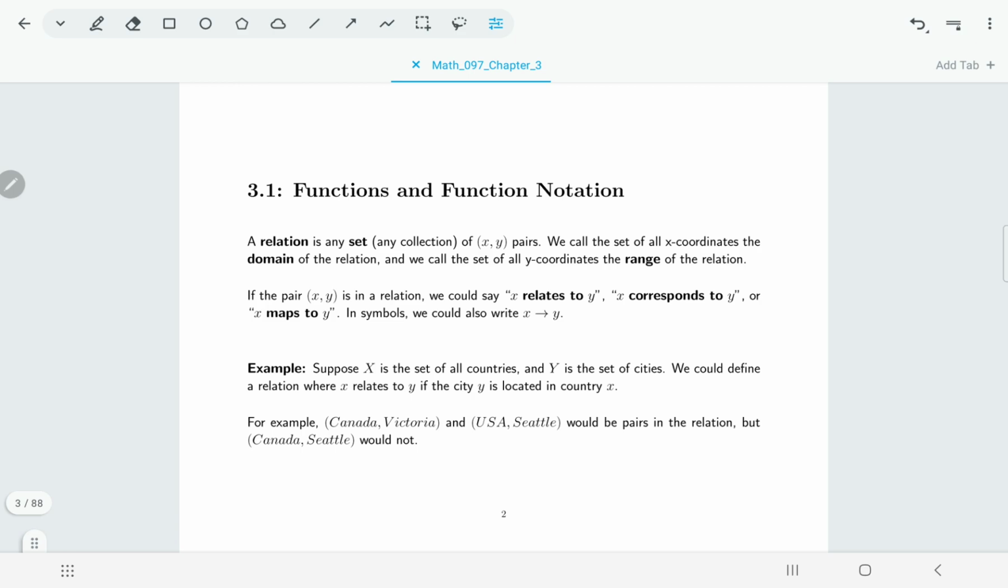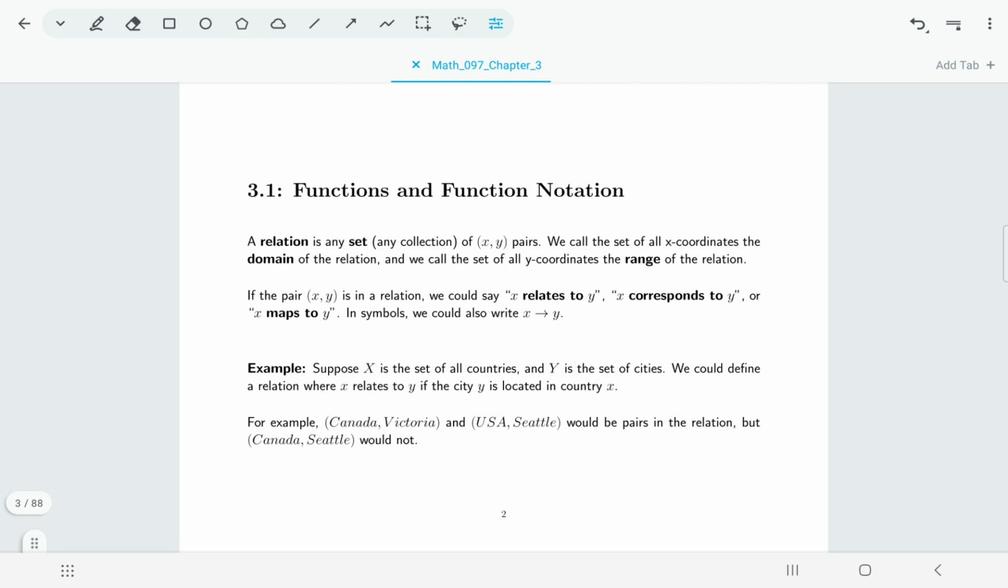For a relation, there's no restrictions on reusing x values or reusing y values. So, for example, we know that there's a Canada, comma, Victoria, but there's also a Canada, comma, Vancouver, and there's also a Canada, comma, Toronto. The x value Canada gets reused multiple times with different y values. And in a relation, you can also have y values being reused. We know that there's a London in Canada, so we'd have a point Canada, comma, London. We also know that there's a London in England, so there would be an England, comma, London as well. So x values can be reused for a relation, y values can be reused as well.